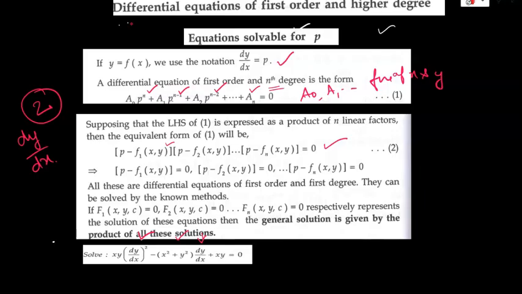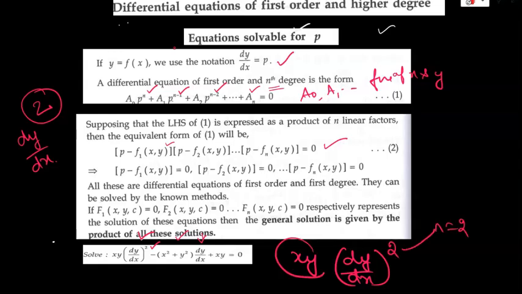For example, here in a naught p power n, in the place of n, I have 2, xy into dy by dx the whole square. So in the place of n, I have 2, and in the place of a naught, I have xy. This differential equation of first order nth degree, we are going to write as a product of n linear factors: p minus f1 of x comma y, p minus f2 of x comma y, and so on. So these are differential equations of first order and first degree.